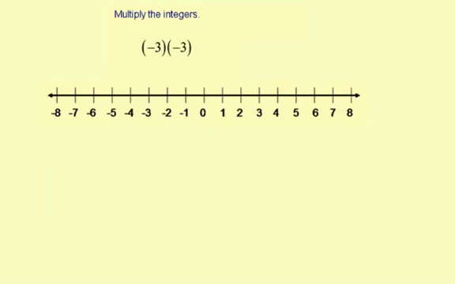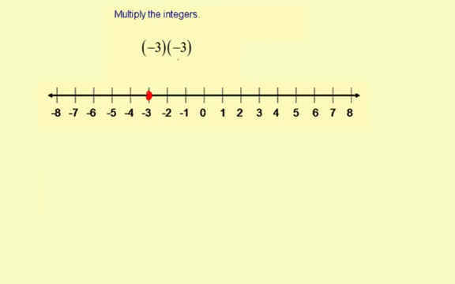Multiply the integers. We have negative 3 times negative 3. So I'm going to start on the number line at negative 3. Now if we were multiplying by positive 3, we would continue on to the left, like that. We're multiplying by a negative 3, which means you're going to flip and then go to the right.